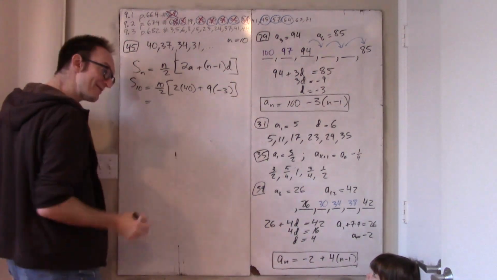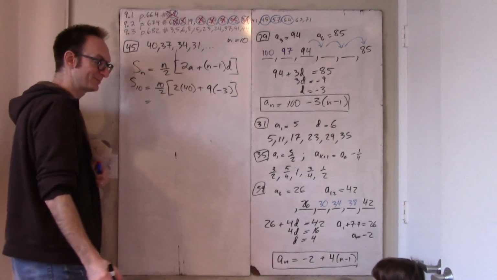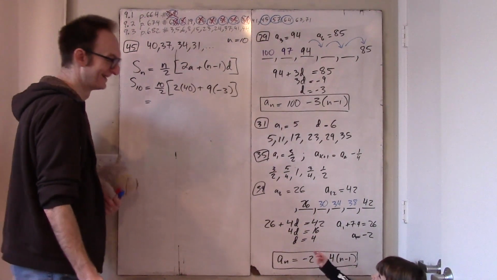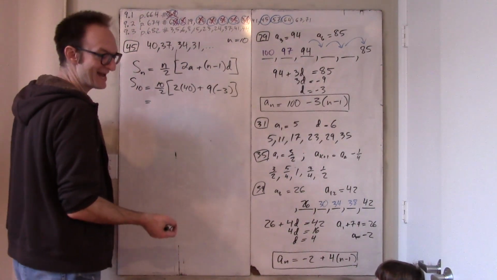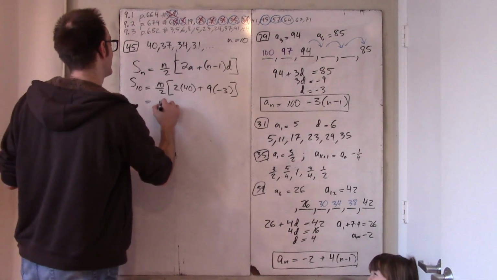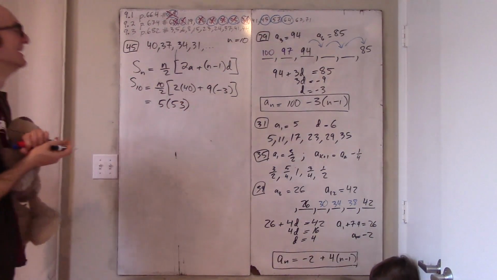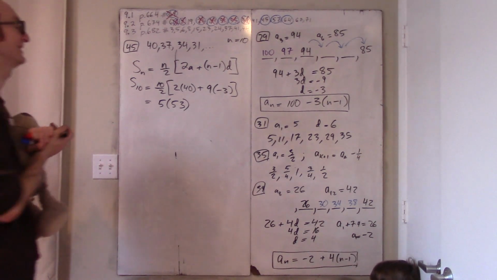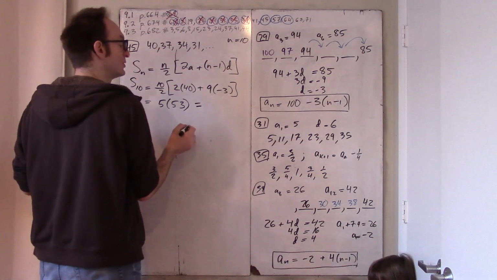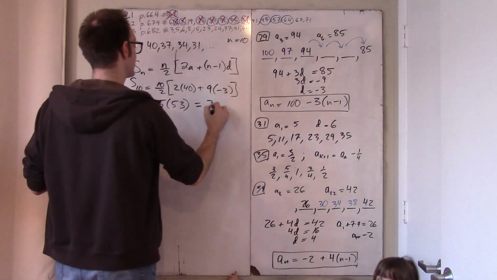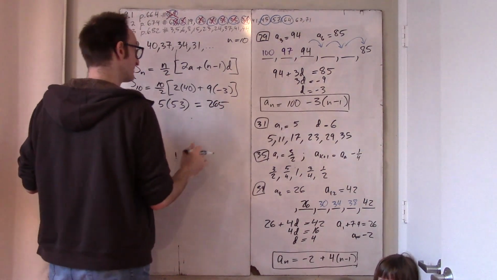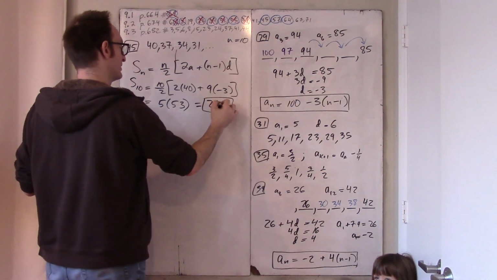80 minus 27. Ada, what's 80 minus 27? 53, I guess? Yeah, 53. So it's just 5 times 53, so it's 250 and 15, so it's just 265. Okay, so that's one way of doing this problem.